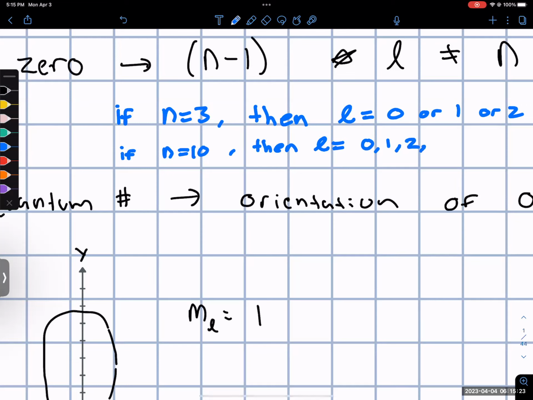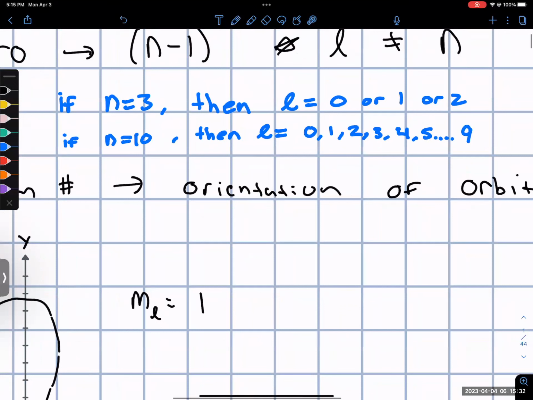Okay, so I don't want to go all the way, so 9. In this case, L can be 3, but that's because n is 10 and L can only go from 0 to n minus 1. So the maximum, if n equals 10, if the principal quantum number is 10, then L can only be a maximum of 9. Does that make sense?